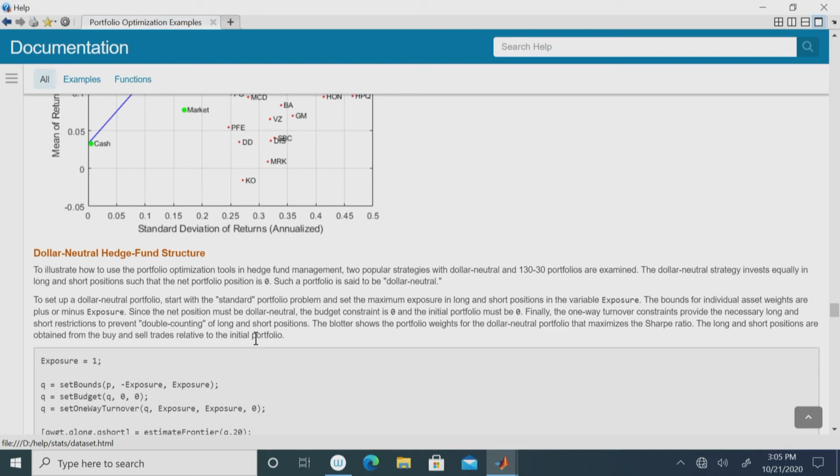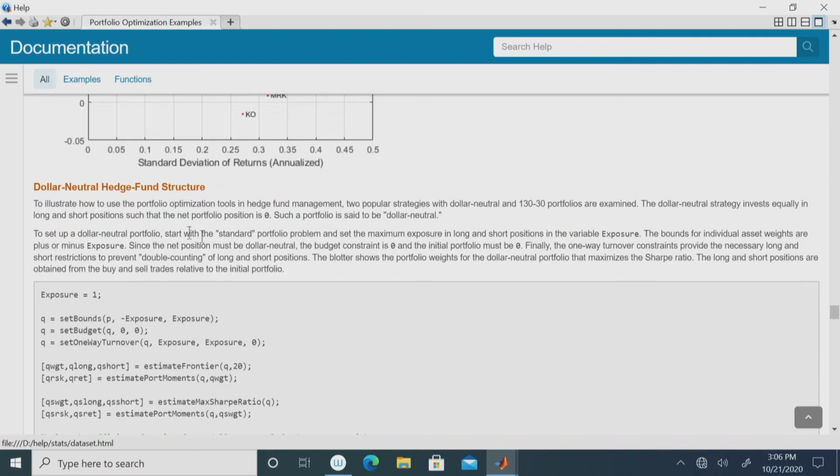So, that means that you get into a long position in a certain number of assets and you get into a short position in certain other assets, and the total valuation of the long position is equal to the total valuation of your short position. So, it is something like you are adding and subtracting the same number, giving you the net valuation of your portfolio equal to 0. So, you can actually go through this example on how to set up the dollar neutral portfolio.